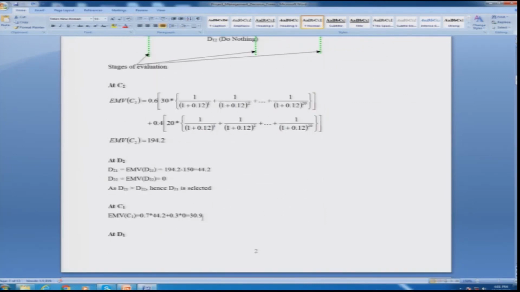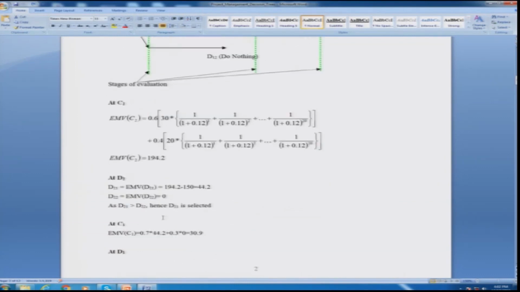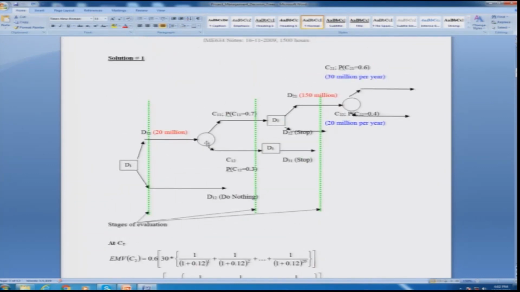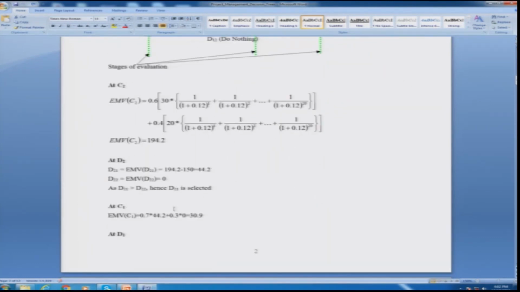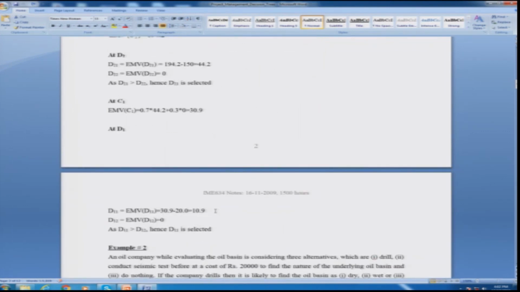So, at C1 the value is 30.9. Now, at D1 what I do is that this value I have already found, the expected value of 44.2 into 0.7 plus 0 into 0.3, and then try to compare whether 20, which is the amount of money going out of my pocket, is more or less. So, this value is 30.9, 30.9 is greater than 20, which gives 10.9, hence it means I will definitely invest in that project.